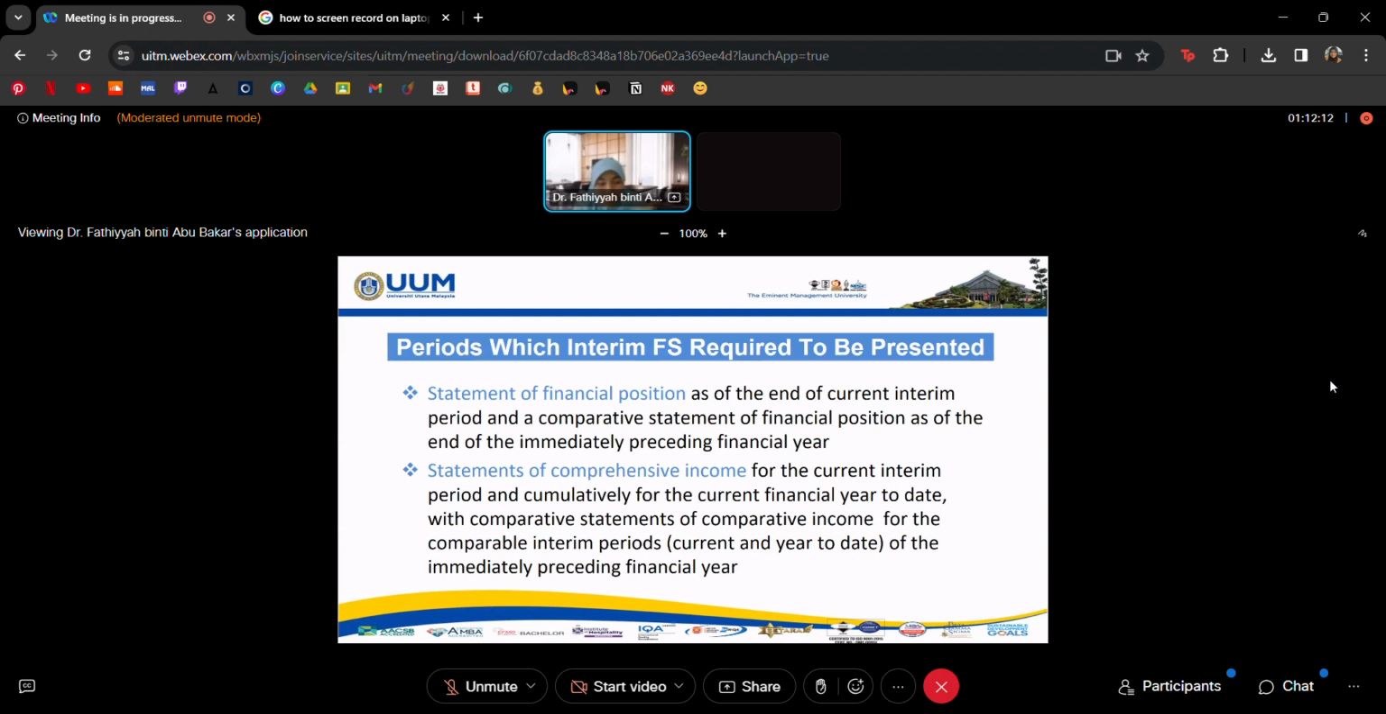For the statement of comprehensive income, you have to compare. Even as a student, I don't like reading this. For the statement of comprehensive income, you have to compare with 30th June 2022. The sentence is so convoluted.